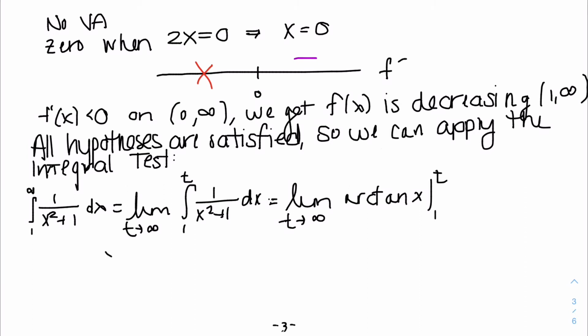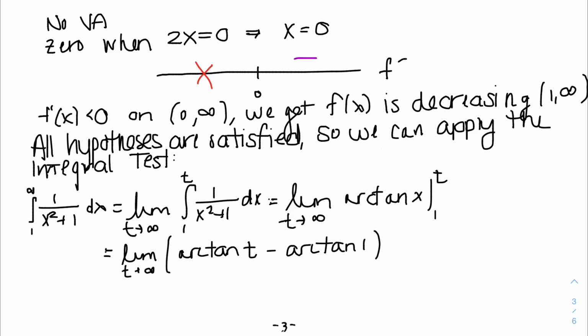So that's going to be the limit as t approaches infinity of arctan of t minus arctan of 1. And as t approaches infinity, the arctangent function approaches pi over 2. And arctangent of 1 is pi over 4. So this integral is exactly pi over 4.